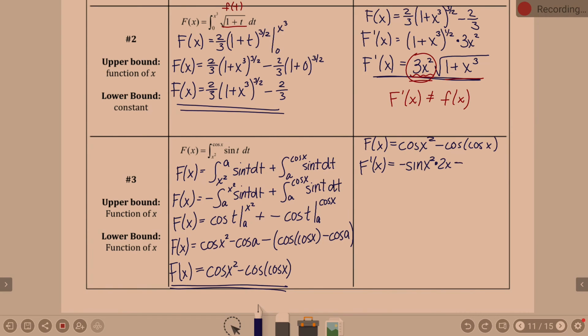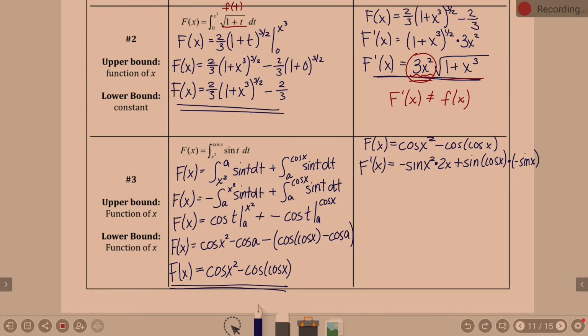Minus, what's the derivative of cosine of something? Plus sine. Normally the derivative of cosine is negative sine, isn't it? So minus a negative, this is going to be plus the sine of cosine x. That inside stays the same. Times the derivative of cosine x, which is negative sine x. It's a little messy, isn't it?